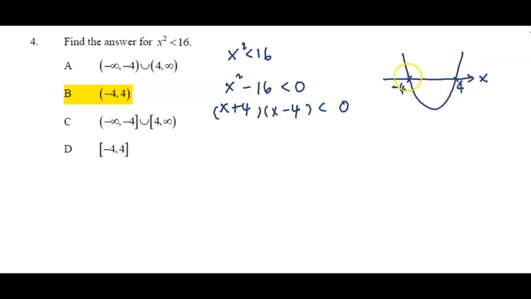So we are going to focus on below the x-axis, the graph below the x-axis. That is the graph over here, and this green graph exists for the interval in which x is between negative 4 and 4. Since this does not include 0, we only accept x between negative 4 and 4, not including negative 4 and 4. So the answer is B.